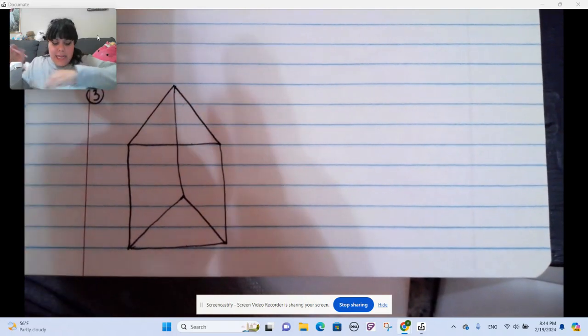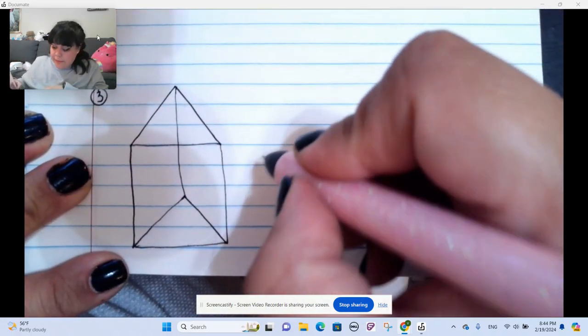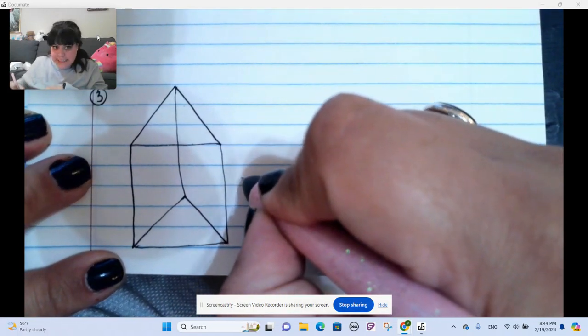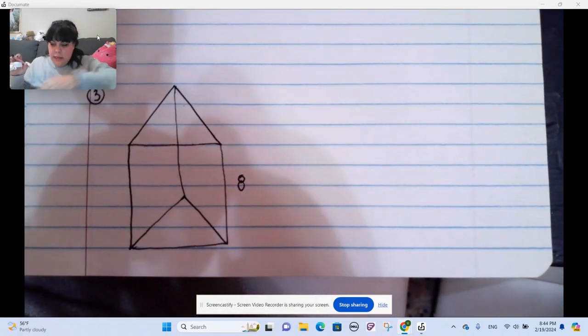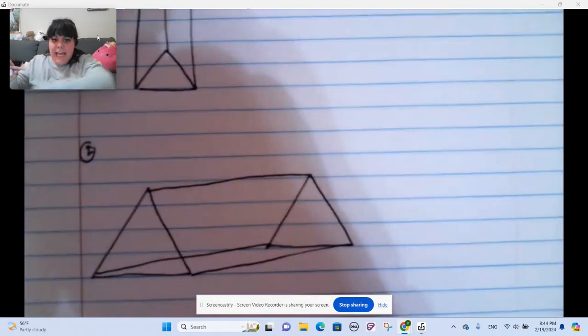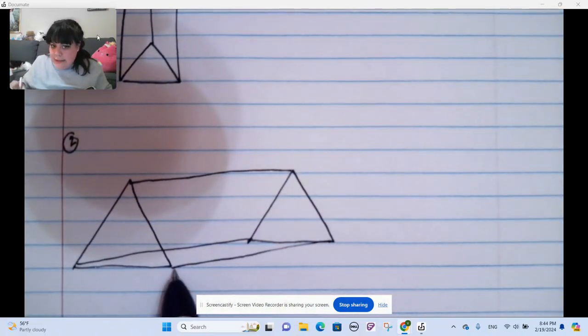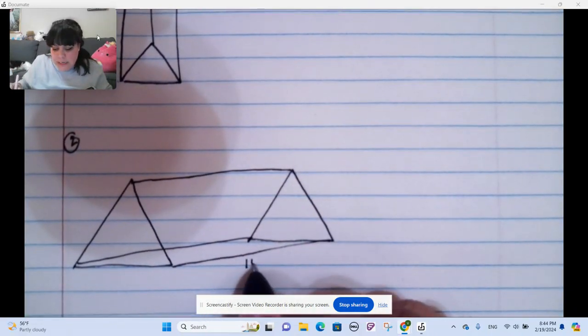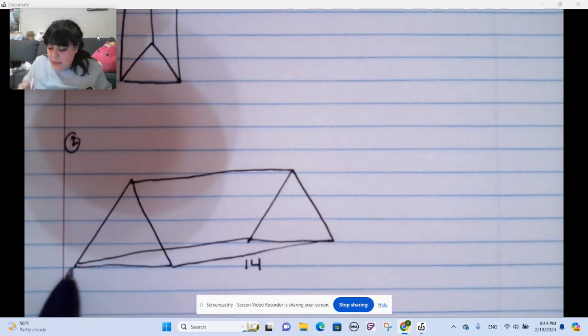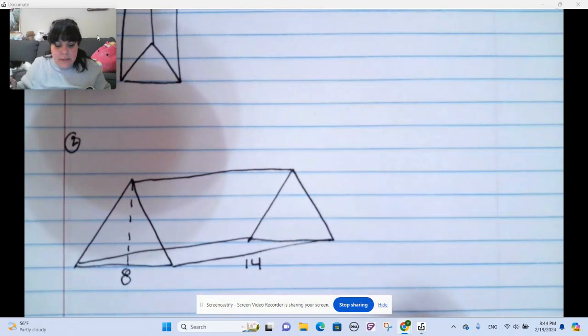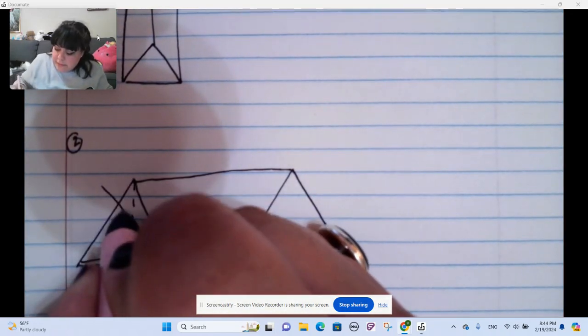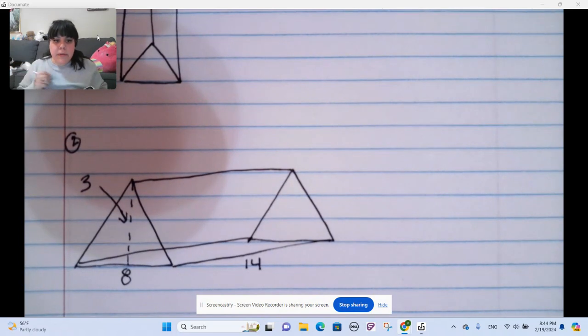So let's go ahead and, starting with this one, we're gonna add some measurements. So over here, this side is gonna be 8. And then on the second one, this long side right here is gonna be 14. The base of my triangle is going to be 8. And the height of my triangle is going to be 3. So I'll put a little arrow so it won't look too busy. Okay, 3. So that's my second triangle.